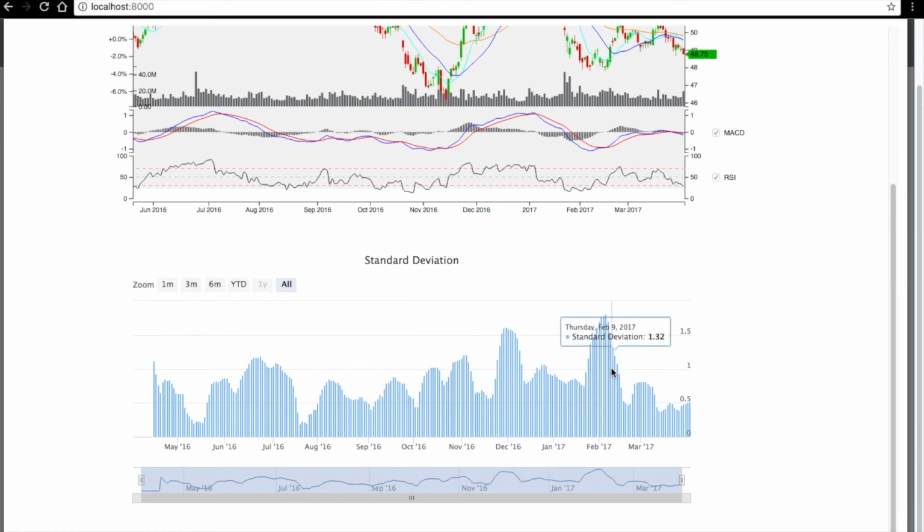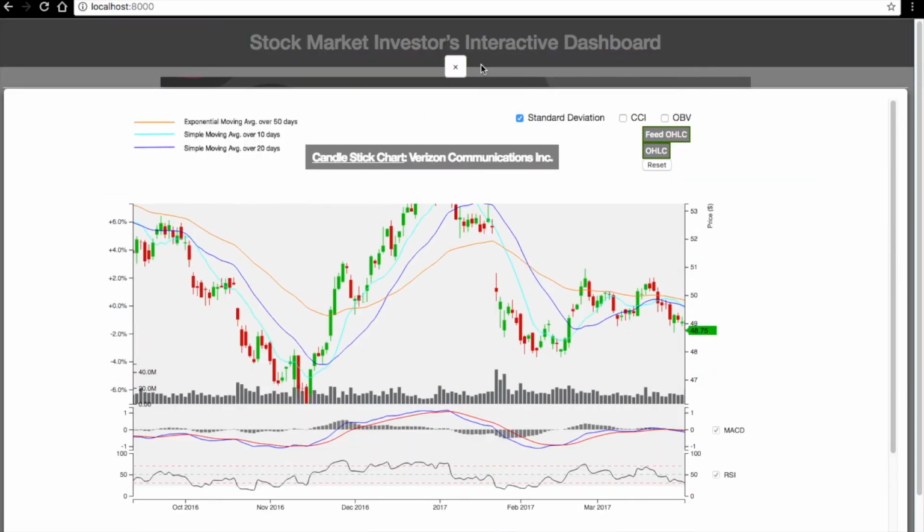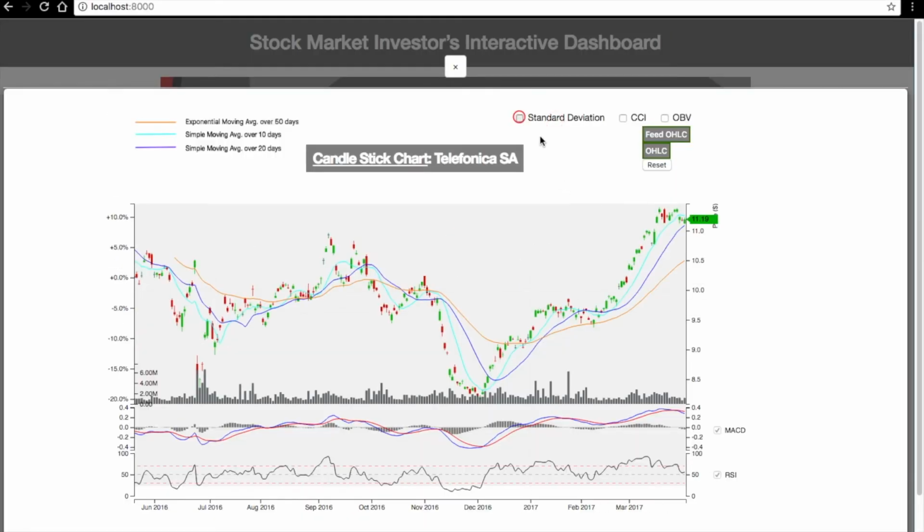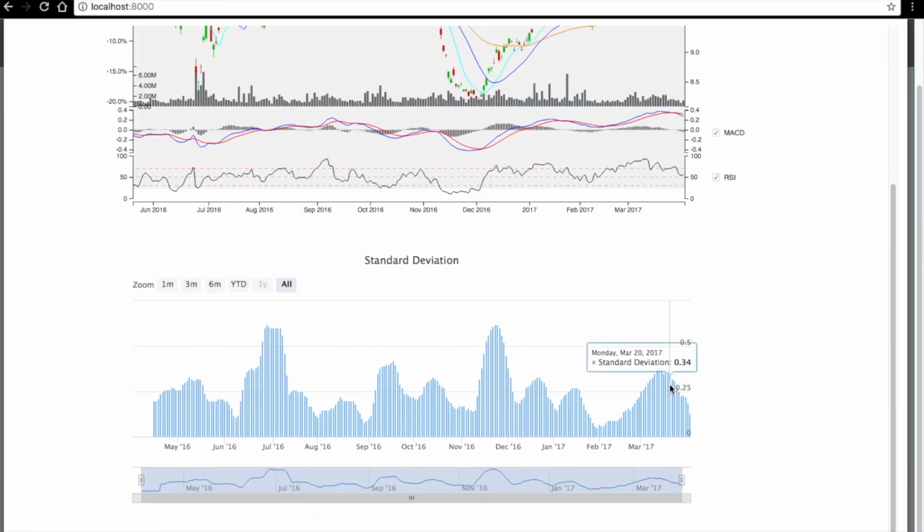Now, if we see on an average, the standard deviation for Verizon is around 1. And if we switch back to Telefonica graph, we'll see that the average standard deviation is around 0.34. Now, what this indicates is lower the standard deviation, lower the volatility of the stock, and depending on my preference, if I'm looking to invest in a volatile stock, I would rather invest in Verizon and not in Telefonica.